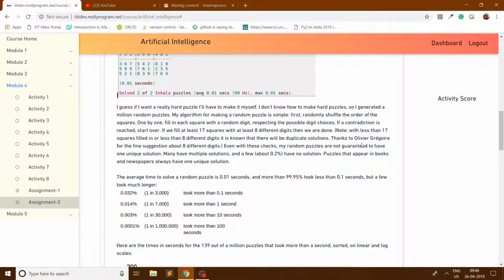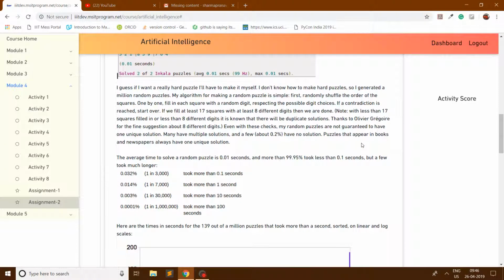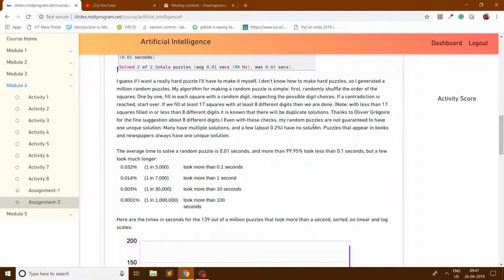Since there was a slight duplication of effort in that regard, Mr. Oliver George suggested using 8 different digits, and he incorporated that suggestion into his algorithm. So, pick from the order of 8 digits, shuffle the squares, and one by one fill each square with random digits respecting possible digit choices. If a contradiction is reached, start over.